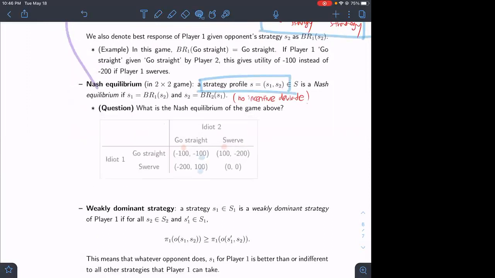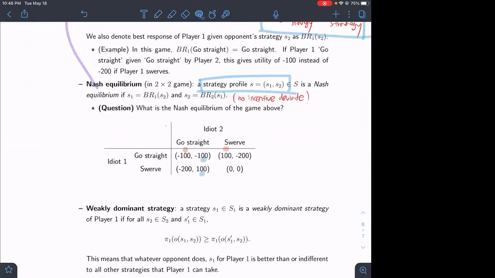Paste image. Okay, very good. If there are two dots, then it is the best. It is the Nash equilibrium. The pink one, this one. Going straight is the NE, the Nash equilibrium of this game.